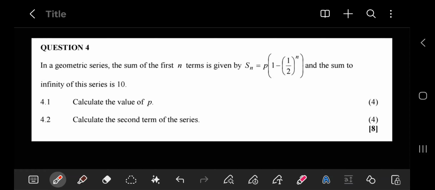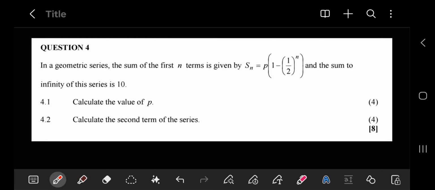Here is question 4, which says, in a geometric series, the sum of the first n terms is given by Sn is equal to p into 1 minus a half to the power n, and the sum to infinity of the series is 10. And 4.1 says, calculate the value of p.